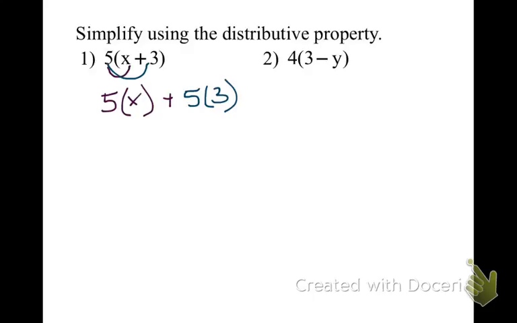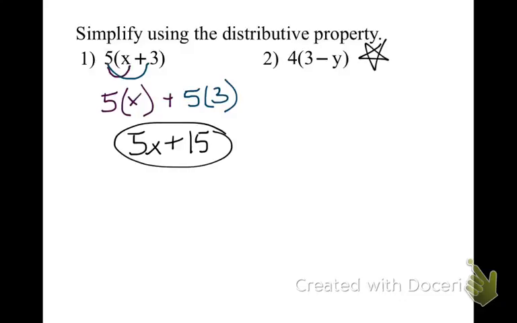So I end up with 5 times x is just 5x plus, what's 5 times 3? 15. So that will be my answer. Now on your own, go and try number 2. What do you think the answer is going to be?